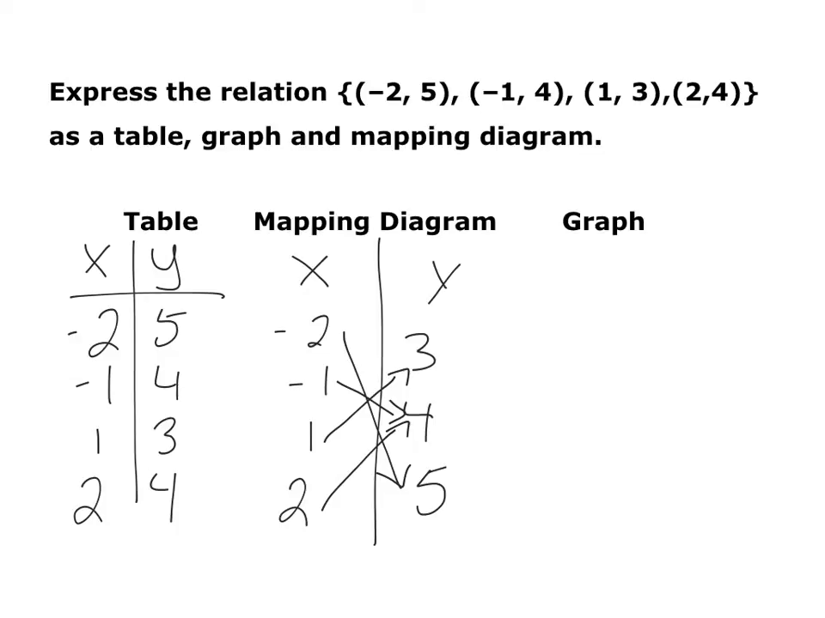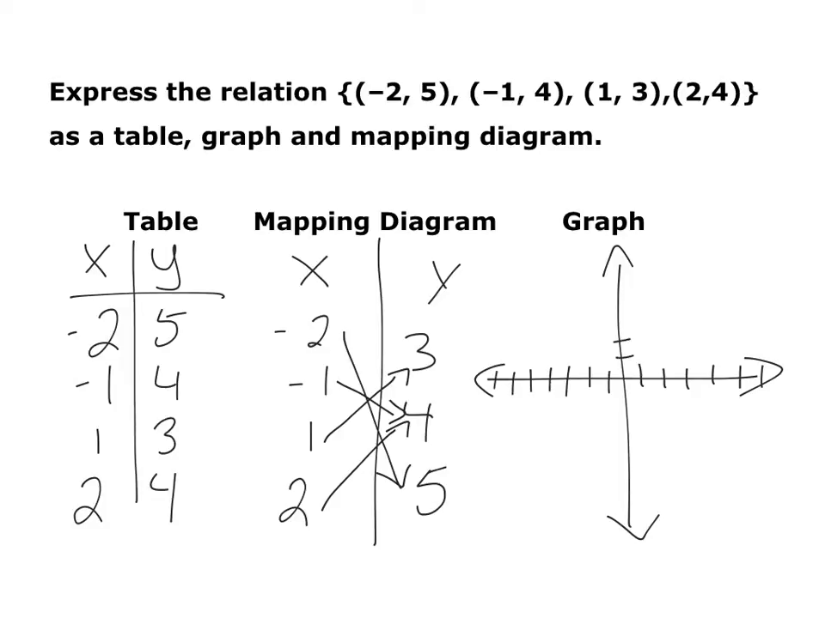And then lastly, we can graph this. We're going to go ahead and just draw in our own graph. If you have graphing paper, it's going to be most beneficial to you as you are doing your homework assignments. Okay, so now here I have -2, so I'm going to go back 2 and then up 5. And then I have (-1, 4), and then (1, 3), and then (2, 4) again.